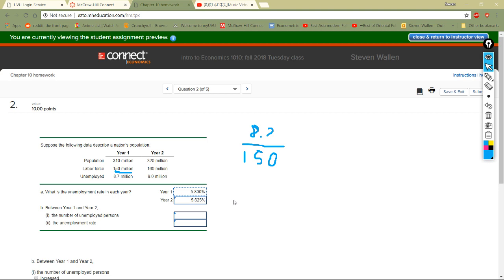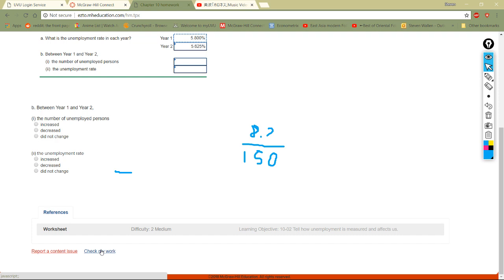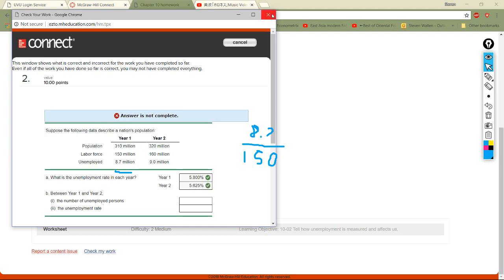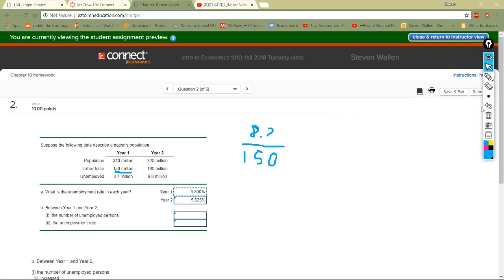All right. Let's see if we did it right so far. Moment of truth. Get used to always checking your stuff. Makes it easier. We see green, that means we're good to go. So what do we notice here? Well, year one, we had a higher percentage that was unemployed. We had 5.8 versus 5.6. Even though in year two, we technically have more total unemployed people. Between year one and year two, the number of unemployed people increased, went from 8.7 to 9 million, but the rate, because we had an increased labor force here, actually decreased.